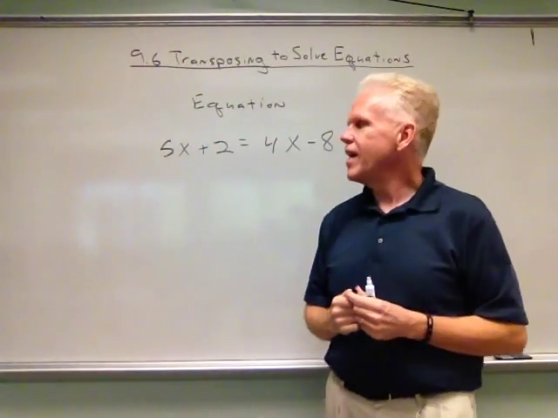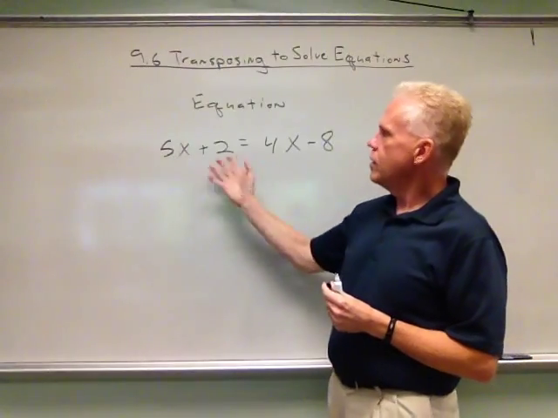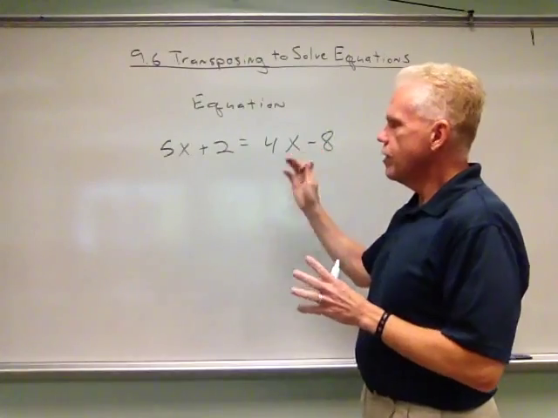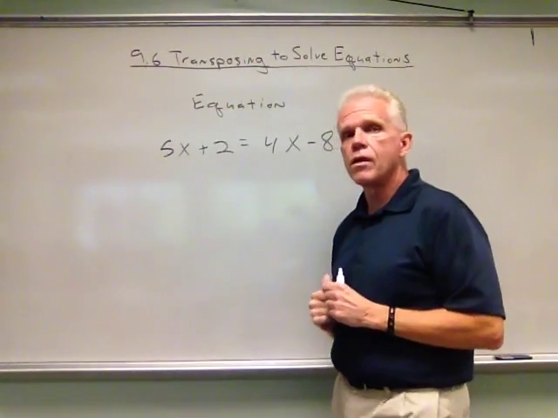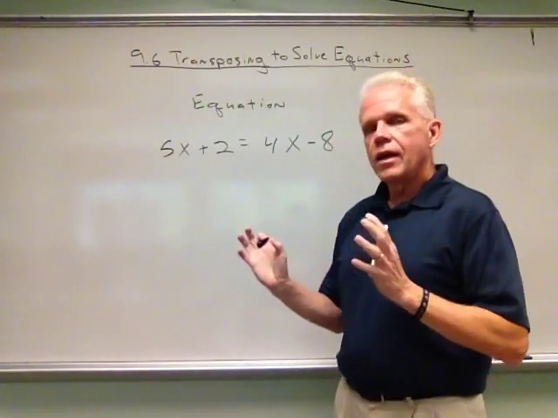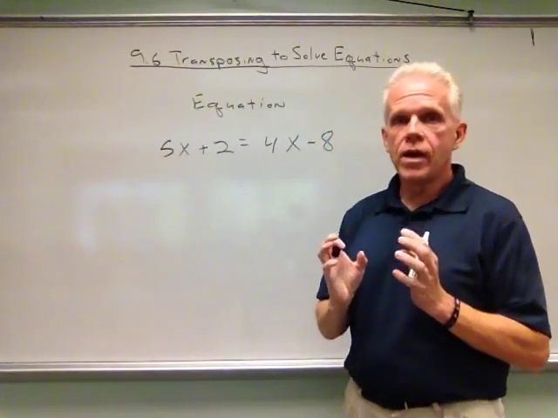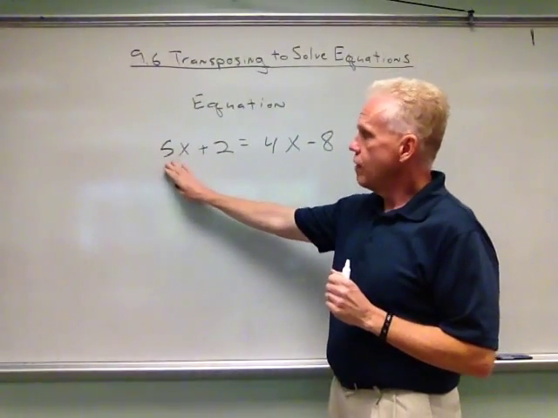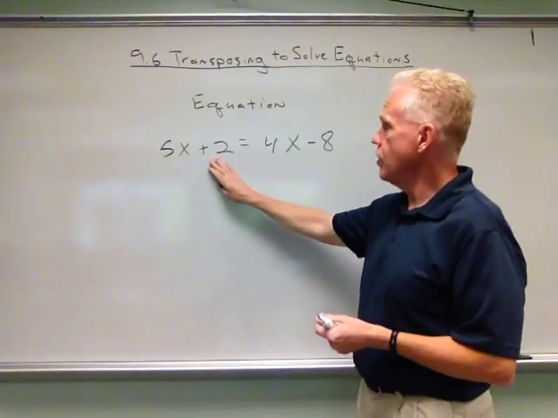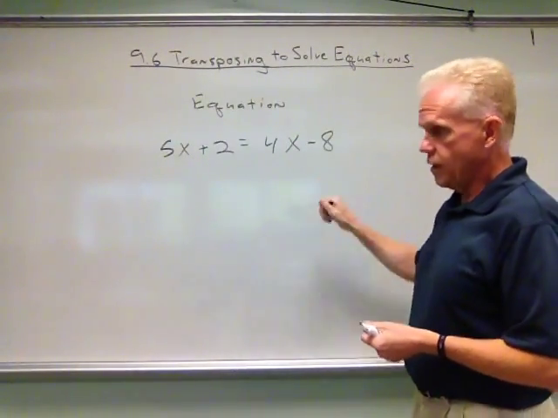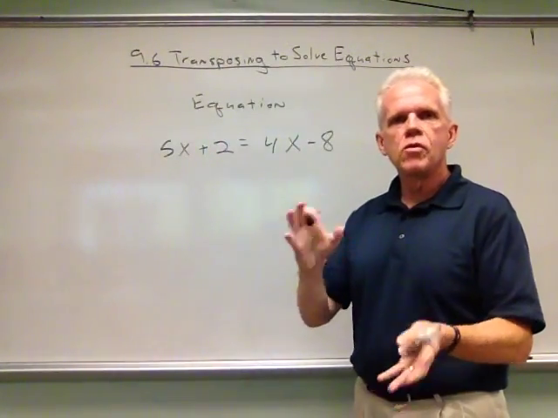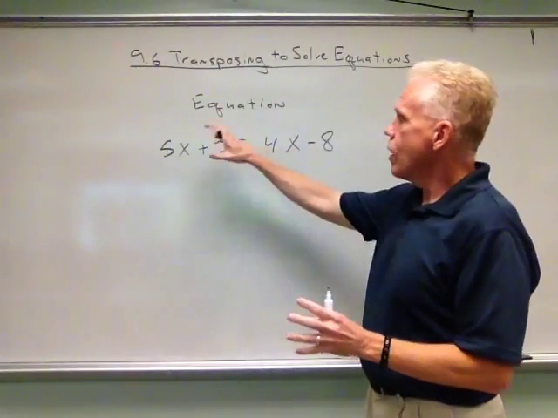It's one of the tools we use to help us solve an equation. Let me tell you what transposing says, show you how it works on this, and then we'll write it down so you can capture it in your notes. Transposing says we can take any term in an equation. For example, in this equation we have a 5x and a positive 2 on the left side of the equation. We have a 4x and a negative 8 on the right side. Transposing says we can take any of those four terms and move them across the equals.